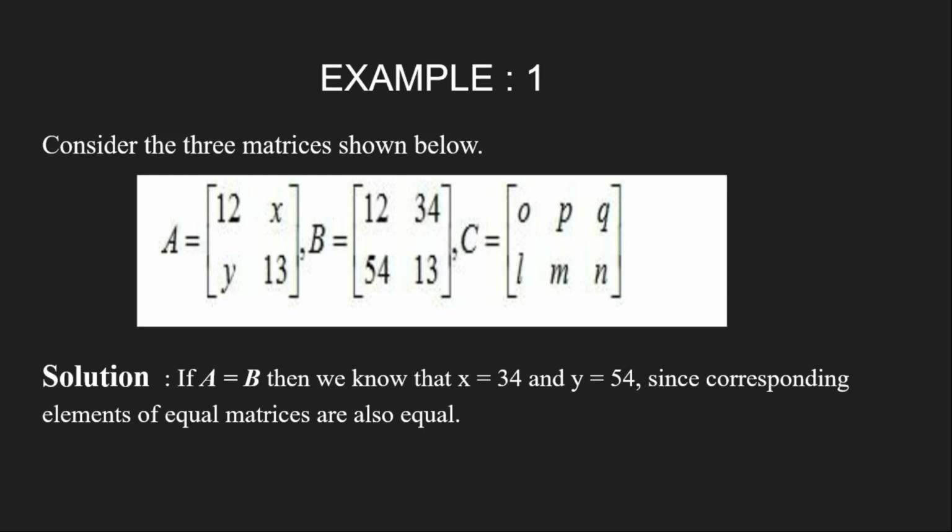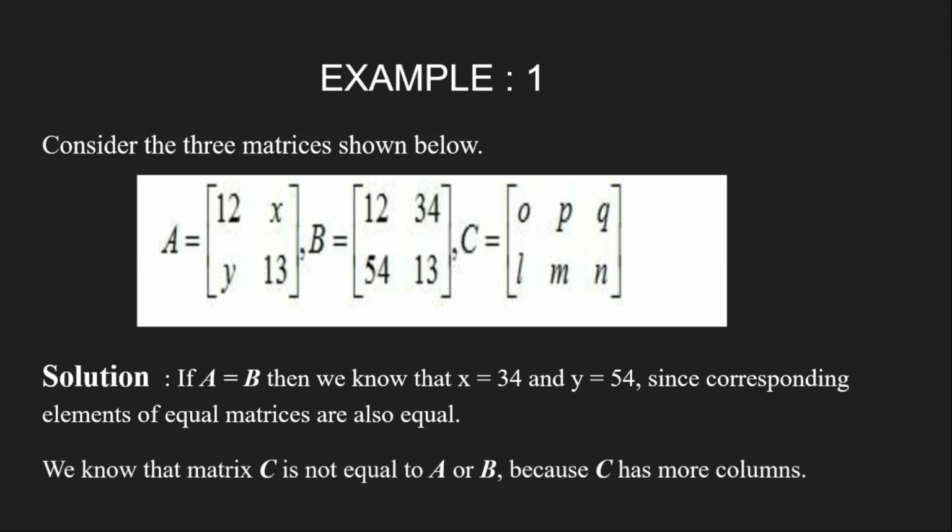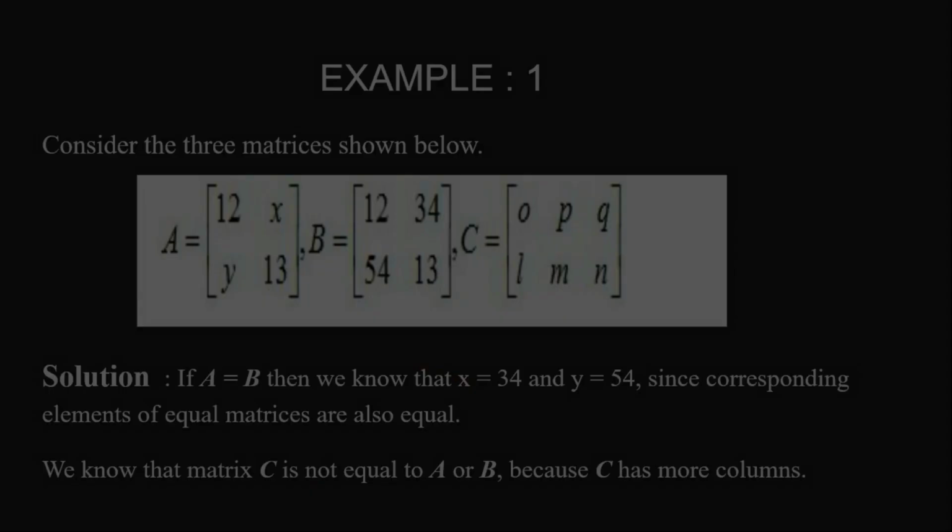If A is equal to B, then we know that the corresponding element of X is 34, so X is equal to 34. The corresponding element of Y is 54, so Y is equal to 54. Since corresponding elements of equal matrices are also equal, we know the value of X and the value of Y. Now see, guys, we know that matrix C is not equal to A or B, because C has more columns. So this was all about the first example.